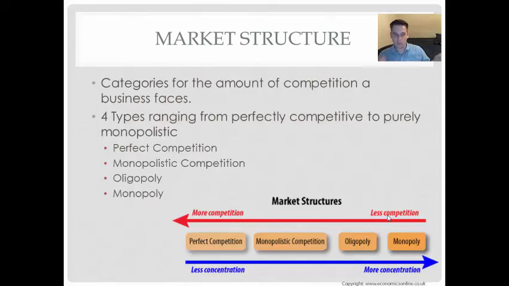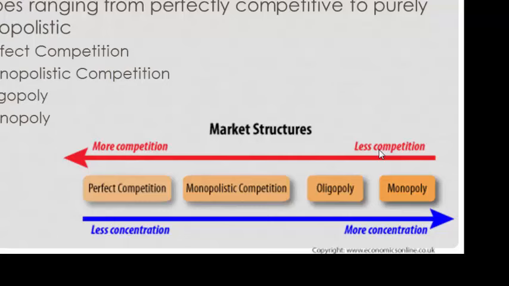On one side of it, all the way to the left of the graphic at the bottom, you have the maximum amount of competition. And then all the way to the right is when you have the least amount of competition, and all the power over the market is concentrated in a really small set of hands, or maybe just one set of hands, one company. And there's four general categories.